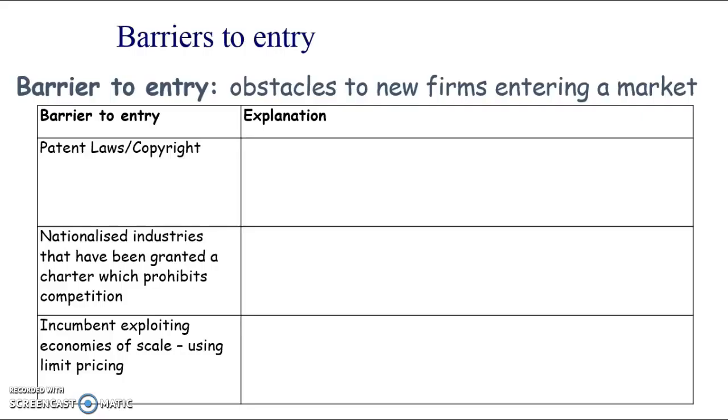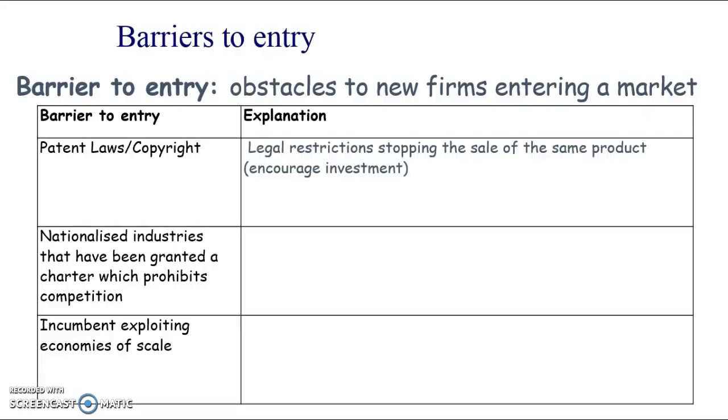So patent, or copyright. This is a legal restriction and this stops sale of the same product. The reason why governments do this, this is a regulation, is because they want firms to be able to invest money and protect their ideas, and they won't invest unless they feel that there's an adequate reward for their ideas. If they can just be stolen, then there won't be the same level of reward.